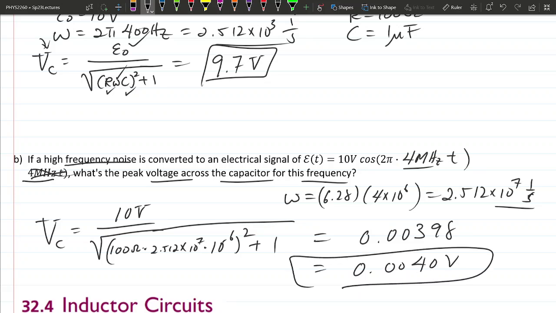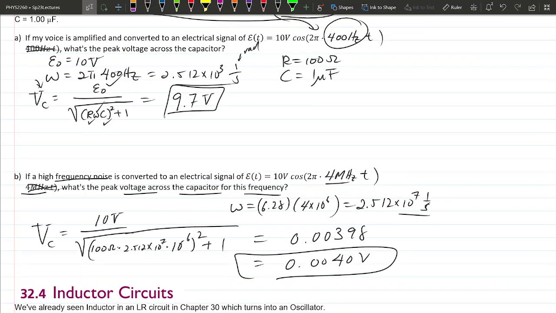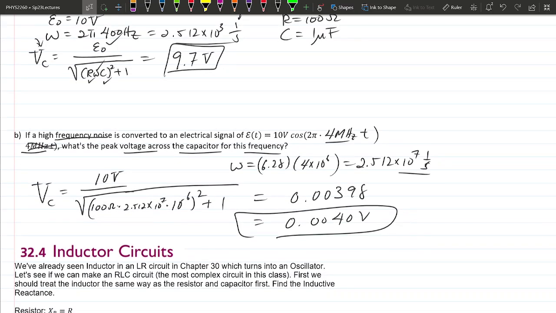Notice that when I pass a low frequency signal into my low pass filter, I retain most of the low frequency stuff. But when I put in a high frequency, meaning 4 megahertz instead of 400 hertz, so much faster, I only get 0.004 volt back. So basically all of the high frequency signal gets suppressed. Does that make sense? And that's the idea for these low pass filters.